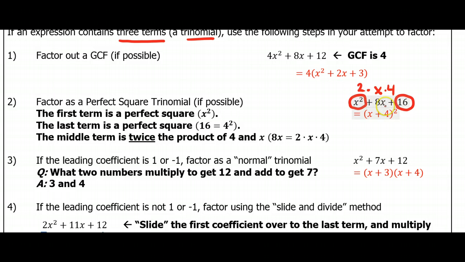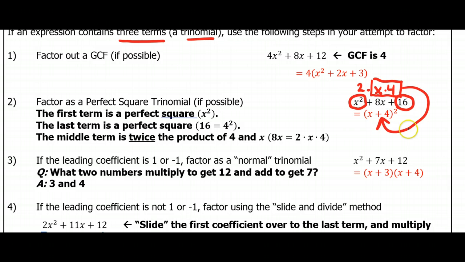If my middle term is equivalent to twice the product of this x times this 4, then that means I have a perfect square trinomial. And that means all I need to do is take the square root of my first term, x, and the square root of my last term, 4, and put it down into this form right here.